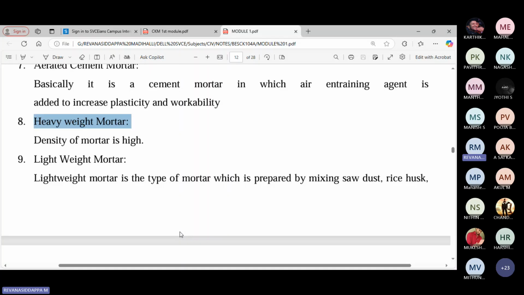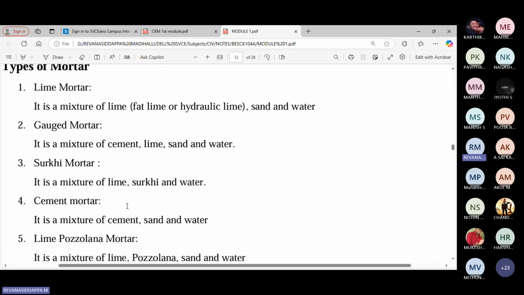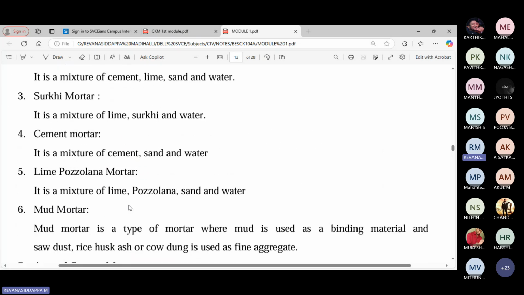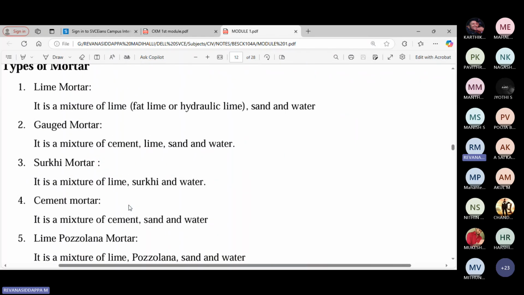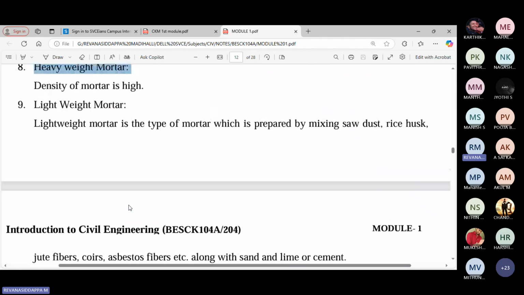And coming to the heavyweight mortar, we have to use a special kind of sand which has high density, and even cement which has high density, then we will be able to achieve this heavyweight mortar. So that's all about different types of mortar. If you have any doubts in any of the discussion on types of mortar, you can ask.